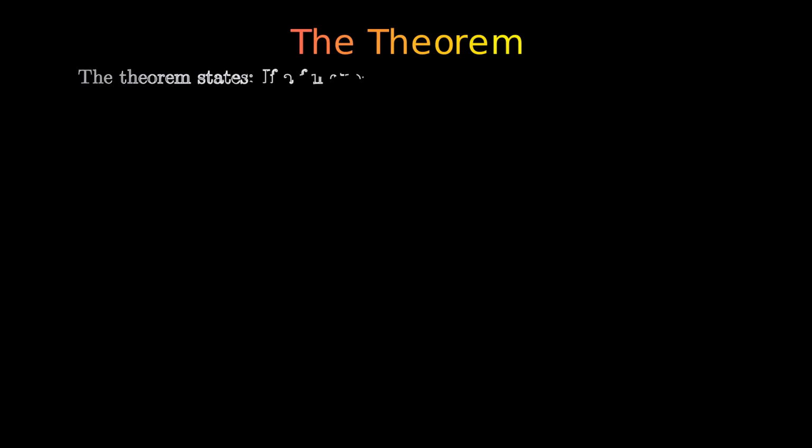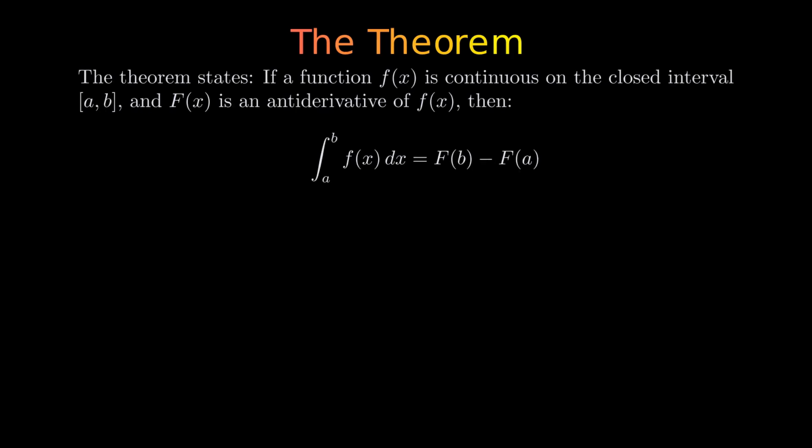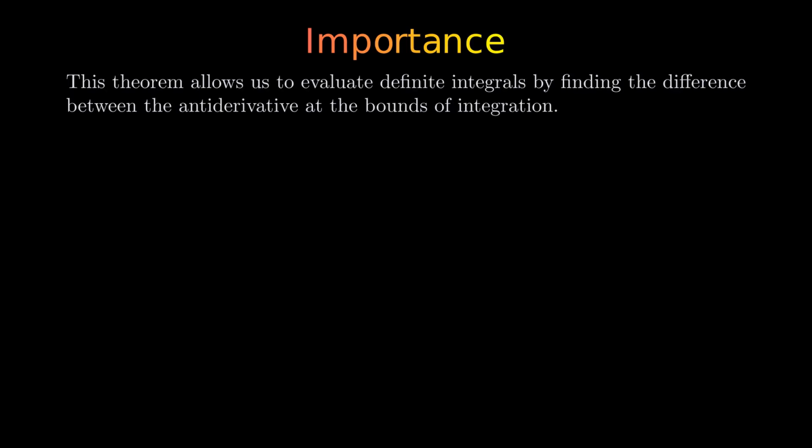The theorem states that if a function is continuous on a closed interval and there exists an antiderivative of the function, then the definite integral over that interval can be calculated as the difference between the antiderivative values at the bounds. This remarkable theorem provides a direct method to evaluate definite integrals by utilizing antiderivatives at the endpoints of integration.